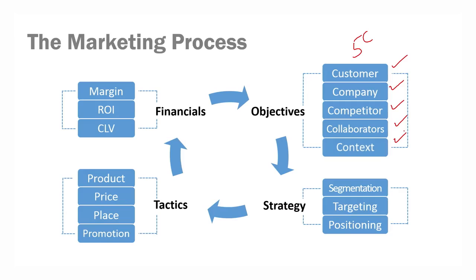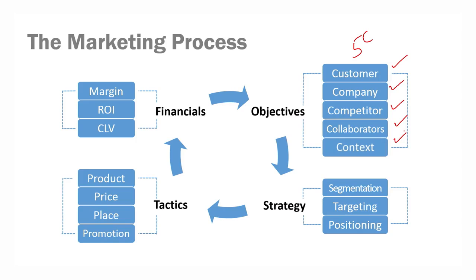Then you look at the strategy. What is your strategy going to be? And strategy basically comprises of segmentation, targeting, and positioning. And we're going to get into the details of each of these as we go along this module. But it's good for you to now know that the next step after objectives is strategy, and that consists of segmentation, targeting, and positioning.